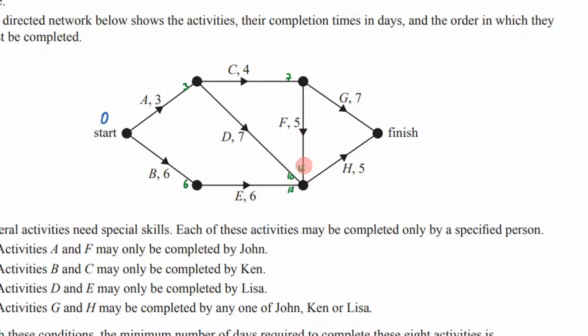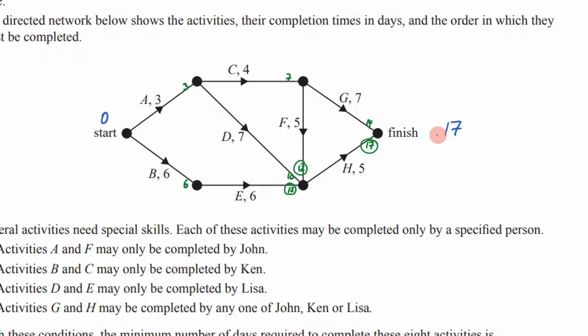Remember, when you've got a whole bunch of numbers meeting at a vertex, you want to consider the bigger numbers for when you're forward scanning. 7 plus 7 is 14. And then 12 plus 5 is going to be 17. That's the bigger number. So that means my earliest completion time is going to be 17. But remember, this is without applying the conditions, okay? That's important. Now I need to backward scan to figure out my critical path here.